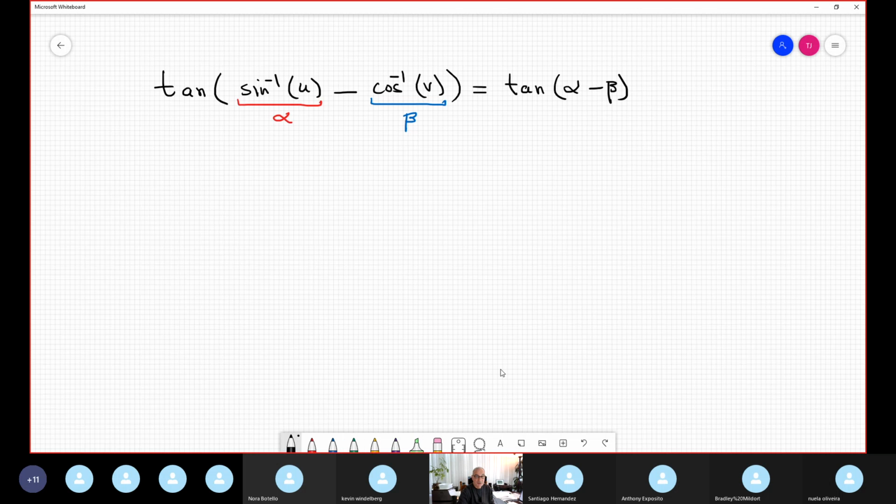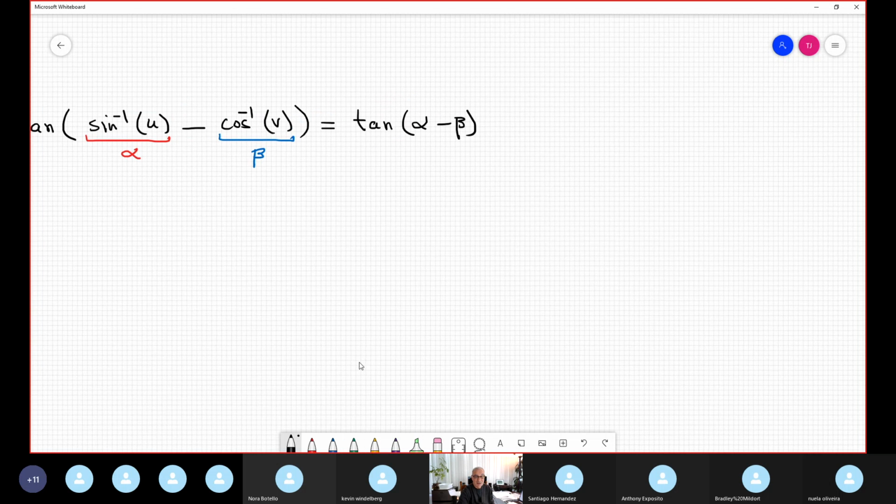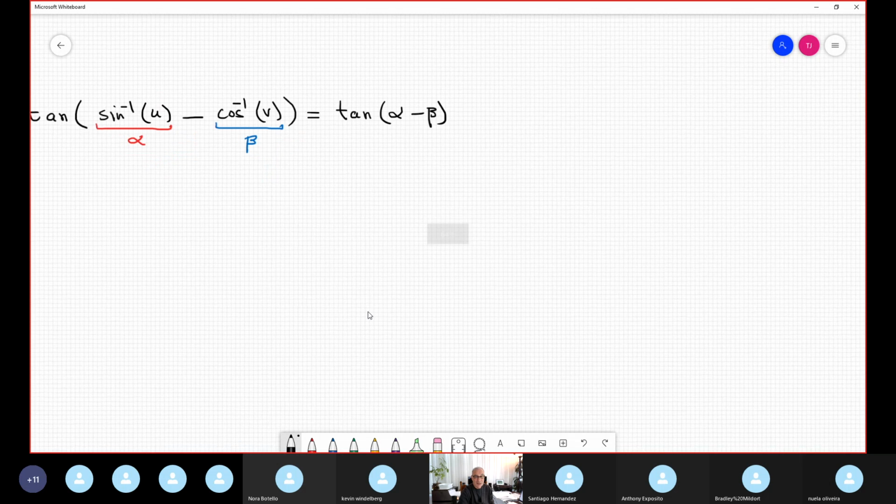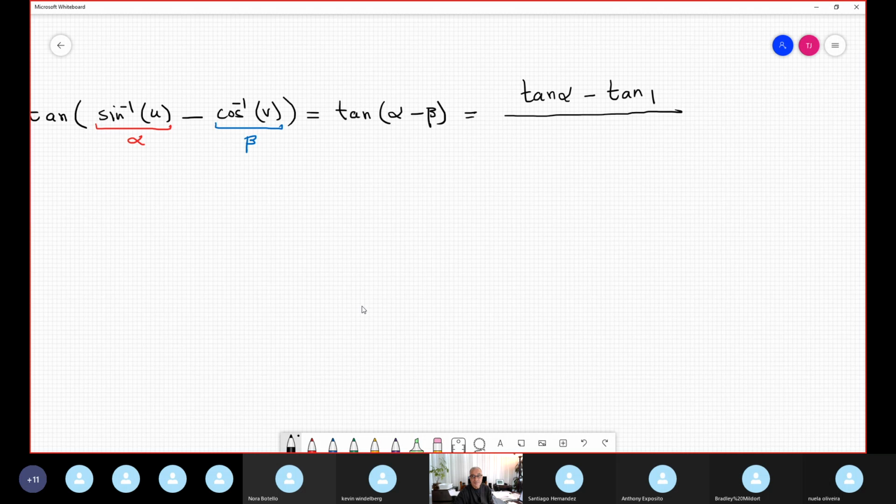So I use the identity for the tangent. The identity for the tangent is a little bit more complicated. It's a fraction. It's tangent alpha minus tangent beta over 1 plus, the opposite sign of the top, tangent alpha times tangent beta. See, it's minus on the top and plus on the bottom. For the sum it's plus on the top and minus on the bottom.